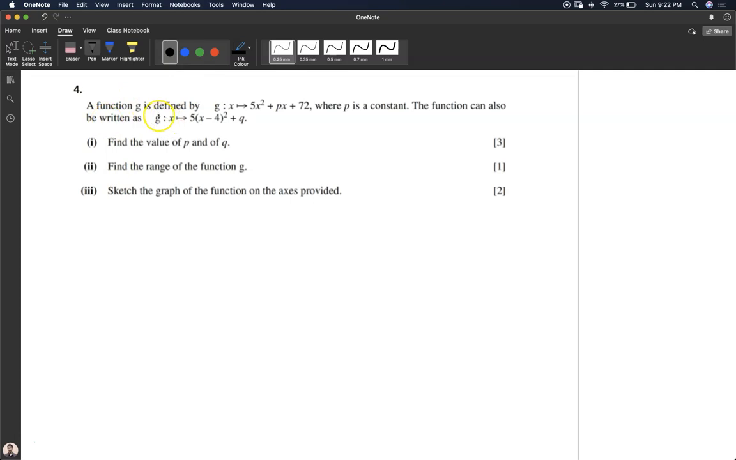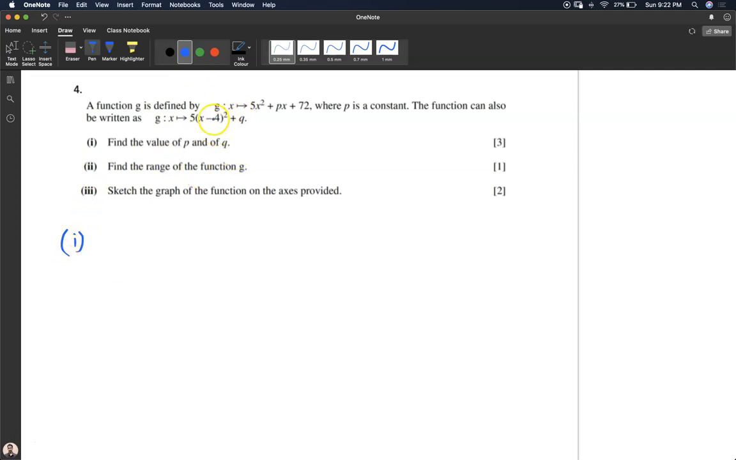A function is defined by this, where p is a constant. The function can also be written in this form. So notice this is the full form, the standard form, and this is the completed the square form. You're required to find the values of p and q. So what do we do?